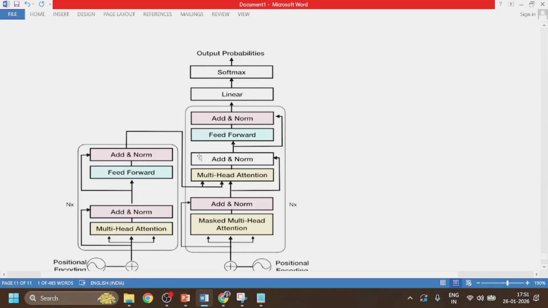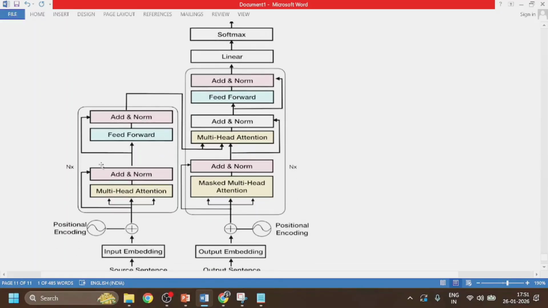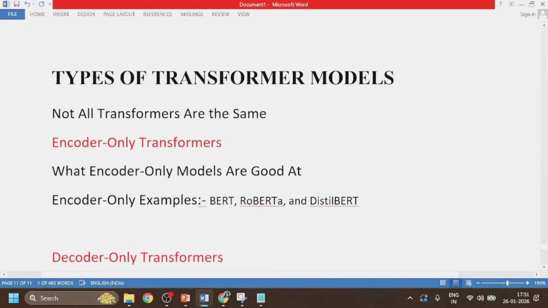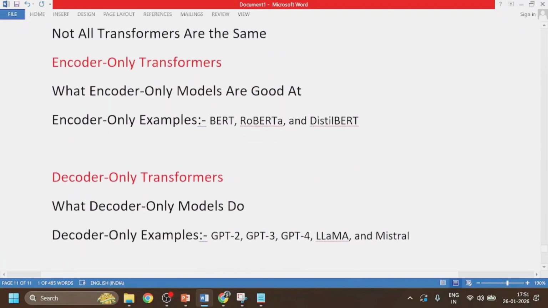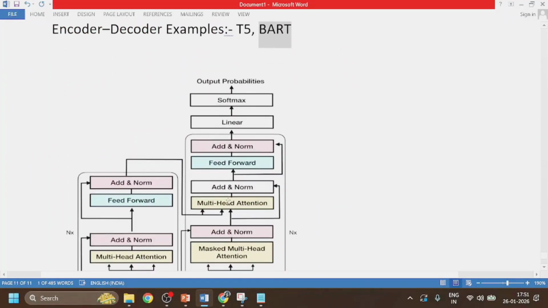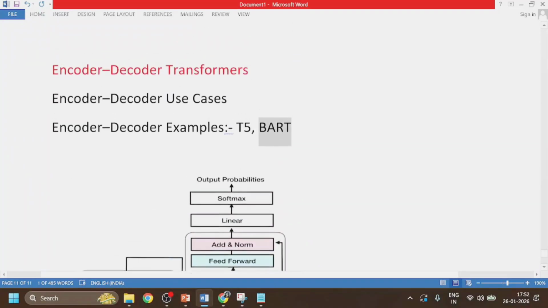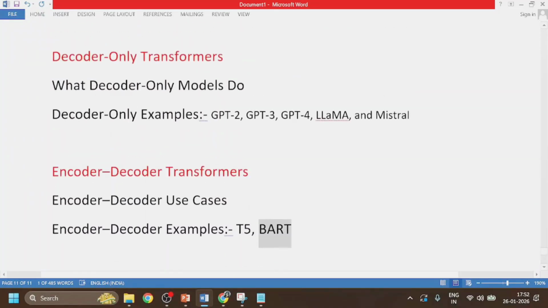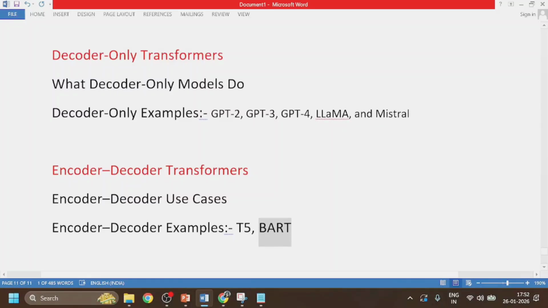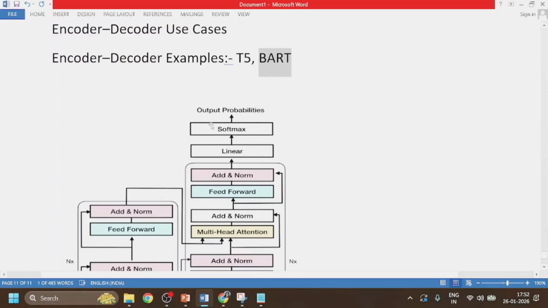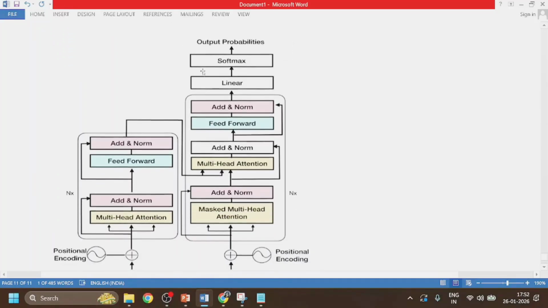I'm going to summarize again. Encoder-only models are used for understanding, and these models are BERT, RoBERTa, DistilBERT. Decoder-only models are used for generation, and these models are GPT-3, GPT-4, Llama, and Mistral. Encoder-decoder models are for transformation, so they use both encoder and decoder.